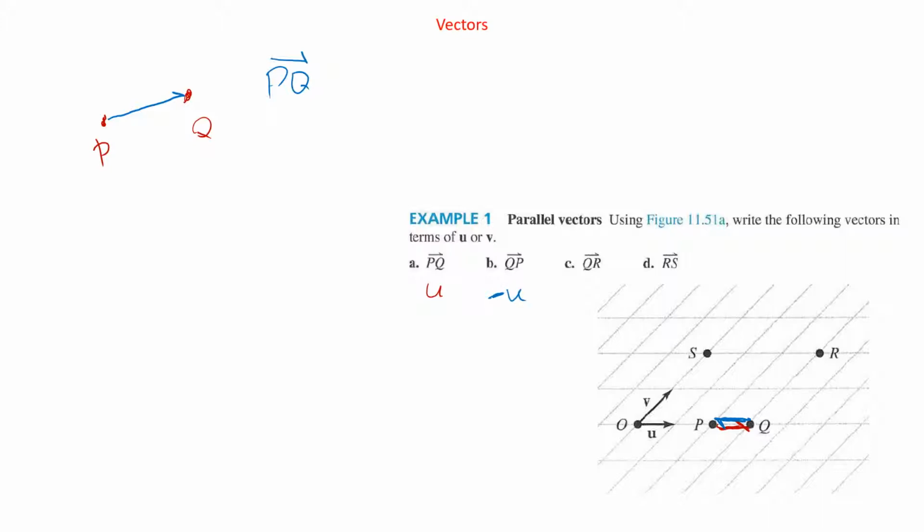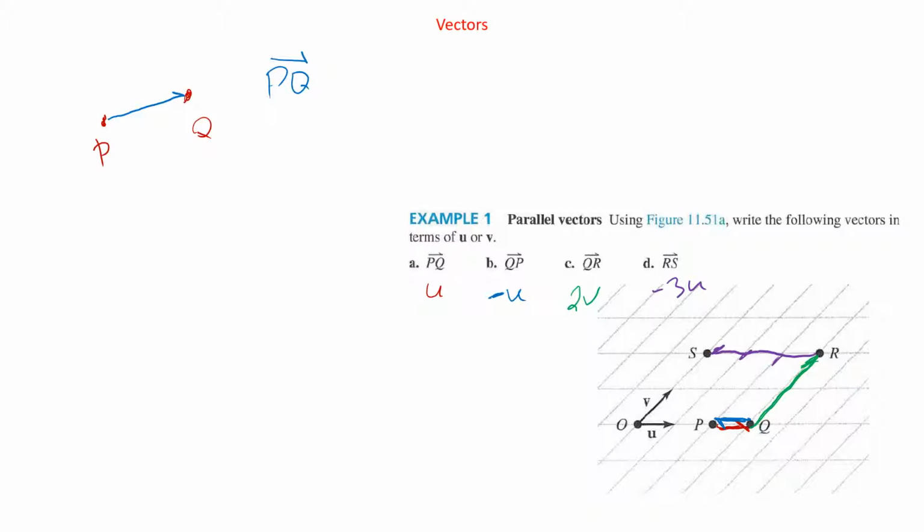QR, that'd be starting there and going all the way to R. That's going to be in the V direction, but it's not going to be one, it's going to be 2 of them. So that would be 2V. And then RS, starting there and going backwards. So this is, again, backwards. It's a U direction, but it's backwards. So it's negative U, and it's 3 U's long. So this would be negative 3U.